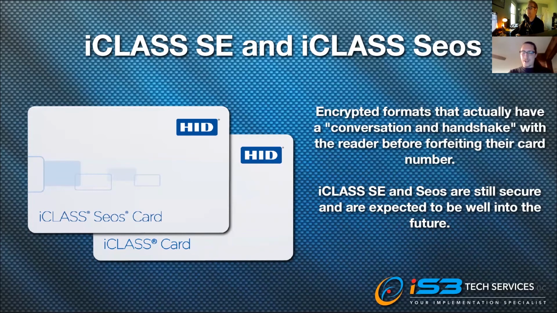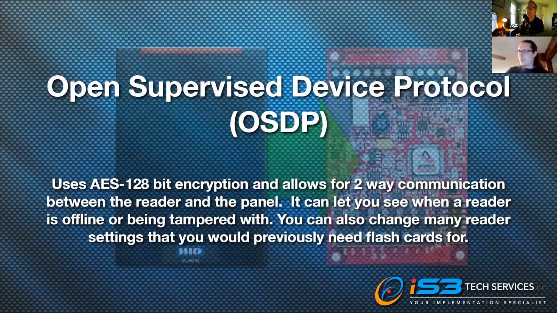Encrypted card formats stop us from getting the number off the card itself. And between the reader and the panel, we replace the Wiegand technology with OSDP. It uses AES 128-bit encryption, and I'd say 9 times out of 10 you can use the same wire. Very cheap upgrade, and that renders those man-in-the-middle attacks just useless. And a nice side effect, you can also change many reader settings straight from the panel without having to use flashcards.